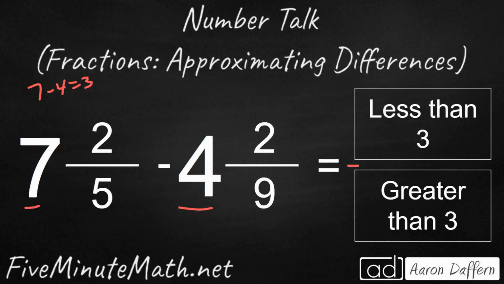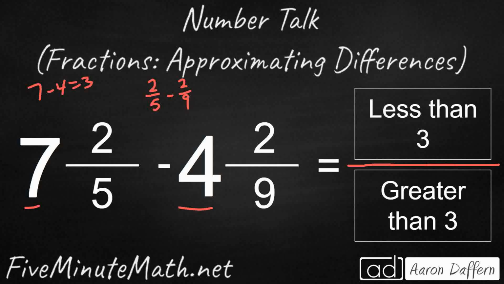So that's where these fractions that make up the mixed numbers are really going to make that difference to see whether it's less than 3 or greater than 3. And so we're going to be subtracting 2/5 minus 2/9. Let's just focus in on that because we know what 7 minus 4 makes, and we're not trying to get the exact answer.